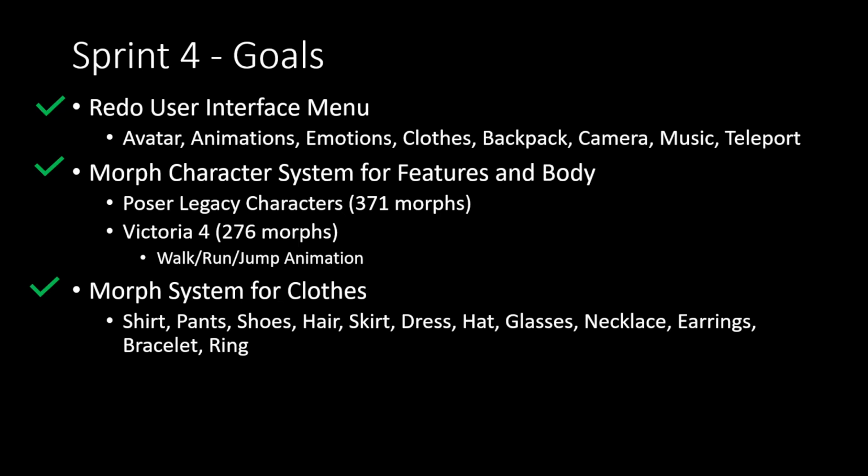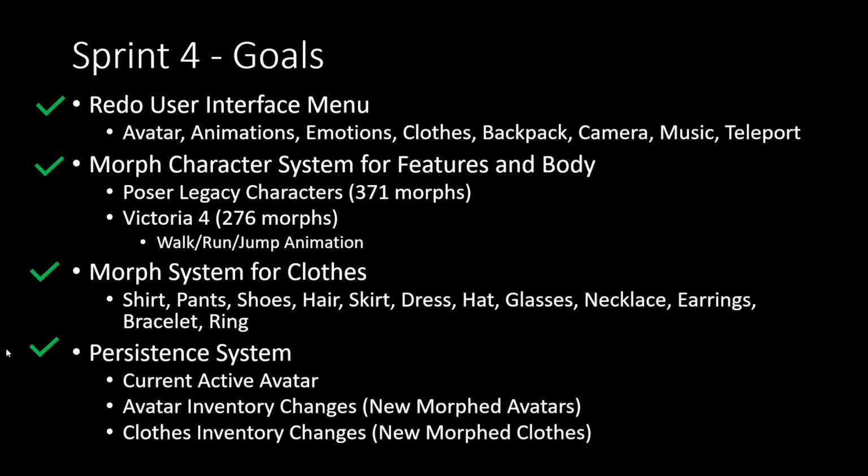Each one of those meshes, when imported, has its own morph array that may or may not be the same as the underlying morph array inside the character system. So you might have morphs underneath a necklace, for example, that do weird stuff. Anyway, that's the morph system for clothes, and it's now in there.